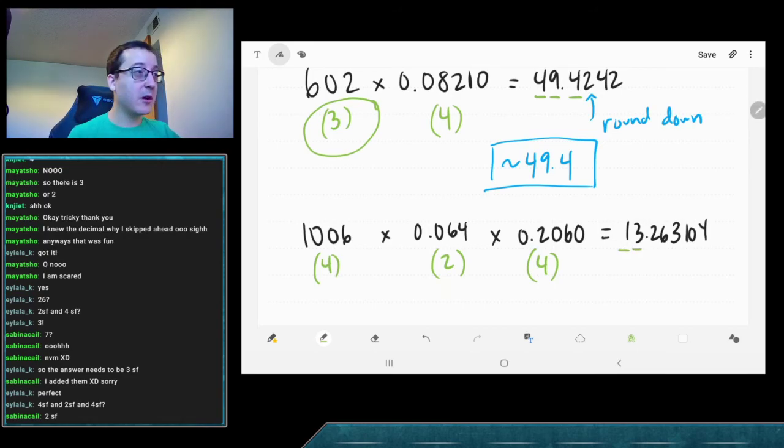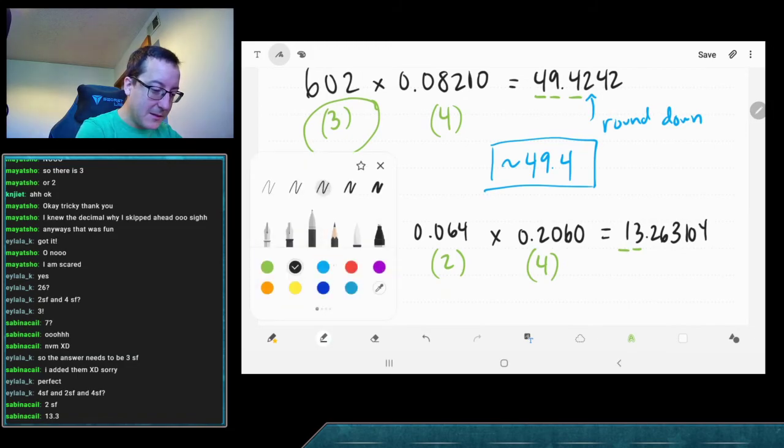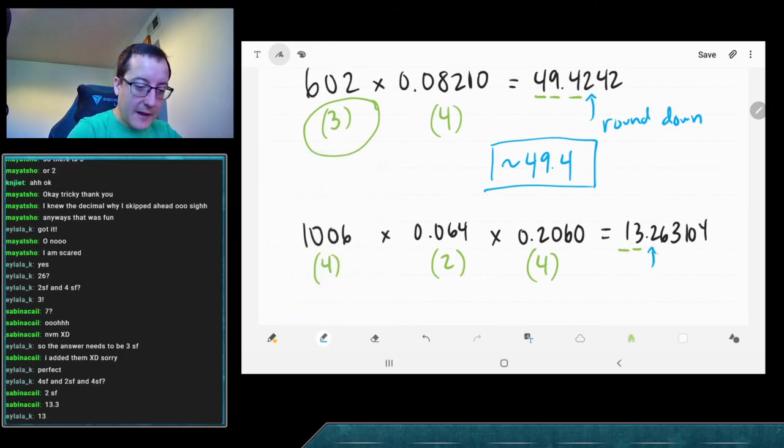So again, we're going to look at the leftmost numbers. We're going to keep those. And so now, I'm sorry, let me be consistent. I'll use blue. We look at this guy. That tells us round down.